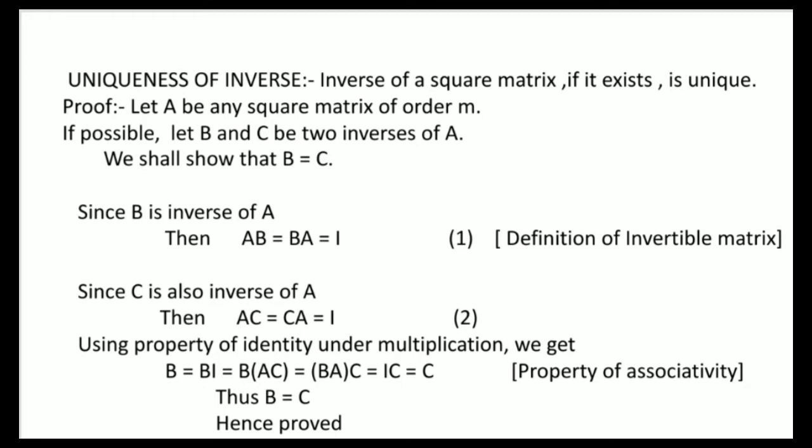So by using property of identity under multiplication, we can write B equal to BI. Now by using equation second, we can replace I with AC. In the next step, by using property of associativity under multiplication, we shift the bracket of AC to BA. Now using equation first, we can replace BA with identity matrix I. At last, again by using property of identity under multiplication, we can write IC equal to C. Thus B equal to C.